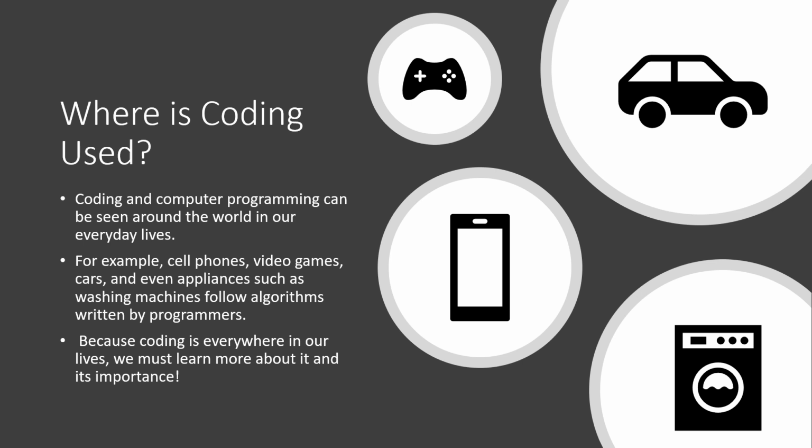Where is coding used? Coding and computer programming can be seen around the world in our everyday lives. Almost every device or machine that is powered by electricity somehow uses coding to perform its function. For example, cell phones, video games, cars, and even appliances, such as refrigerators and washing machines, follow algorithms written by programmers. Because coding is everywhere in our lives, we must first learn more about it and its importance.